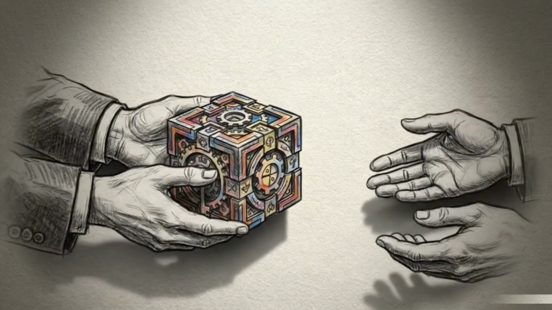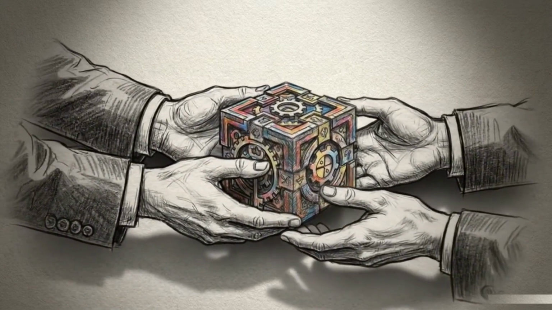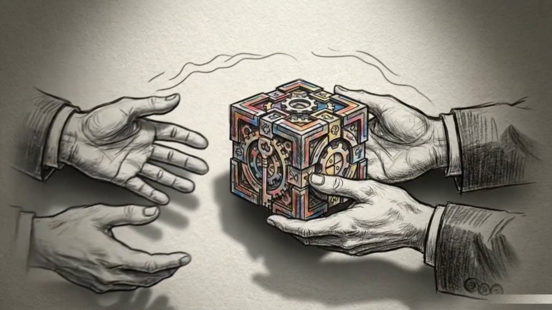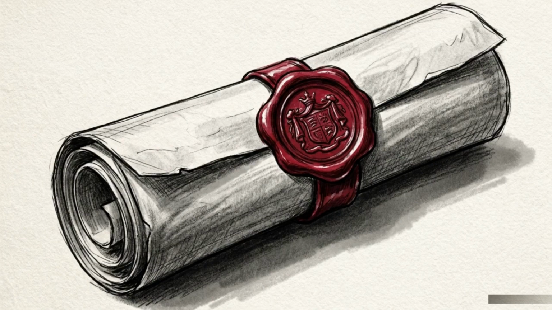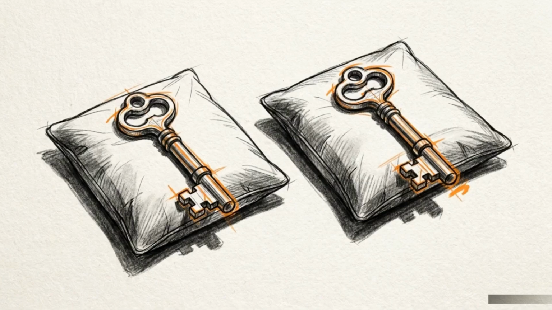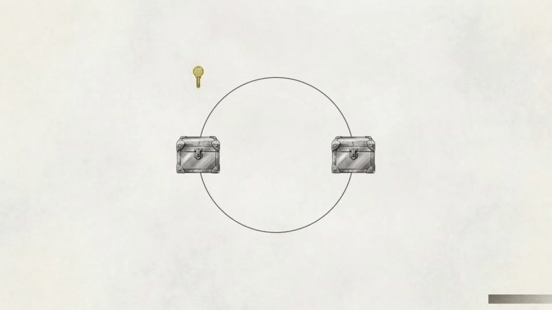Imagine you need to send a secret message to someone on the other side of the world you've never met and cannot share a password. For most of history, secure communication had a prerequisite. To read a message, both parties had to already hold the same secret key. This creates a circular trap.